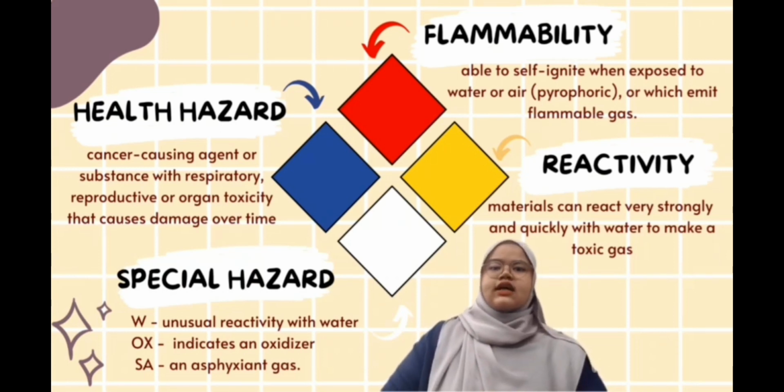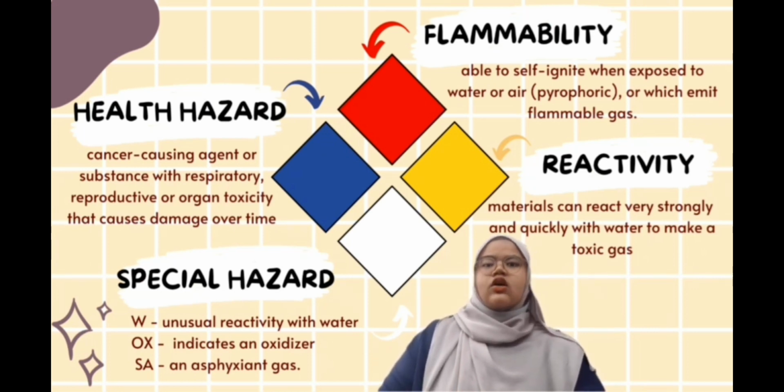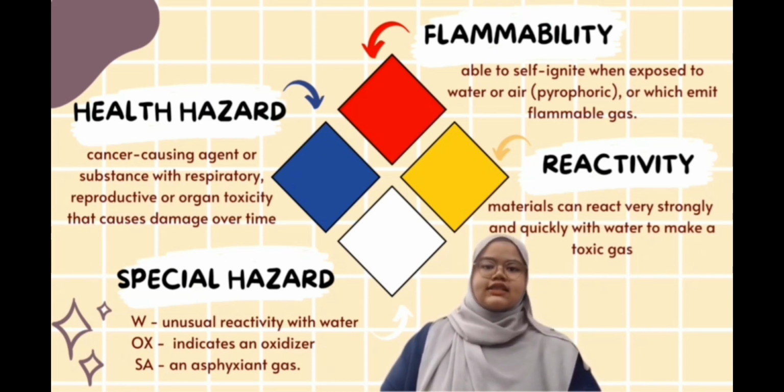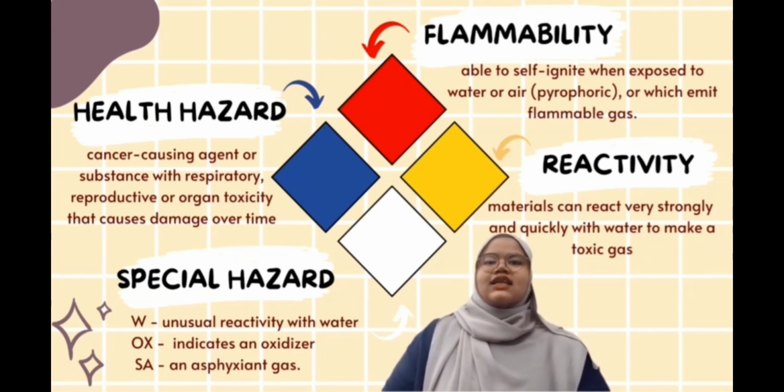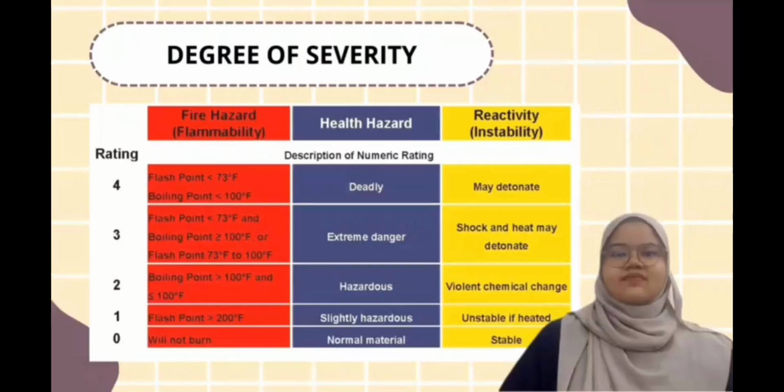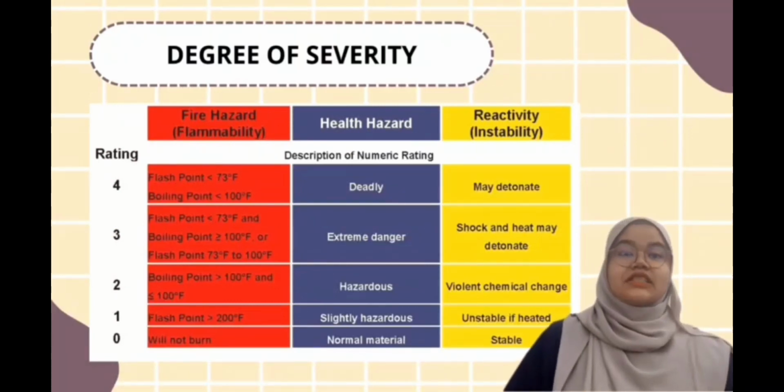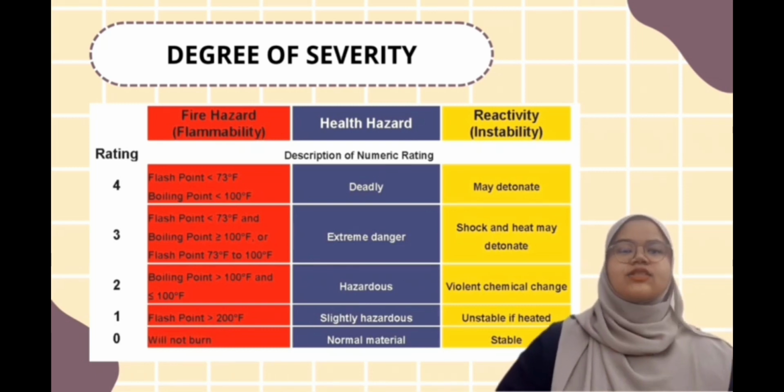The special hazards are taken from three possibilities. W indicates unusual reactivity with water, OX indicates an oxidizer, and SA indicates an asphyxiant gas such as nitrogen and helium. These are the degrees of severity of each type of hazard in the NFPA color-coded system.